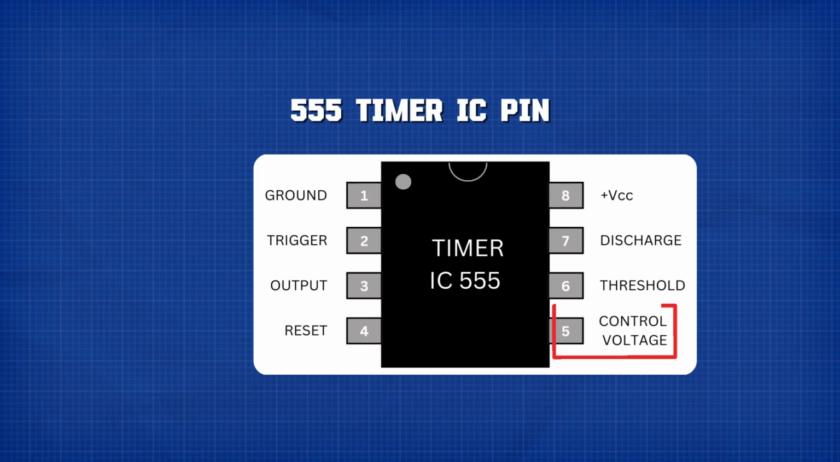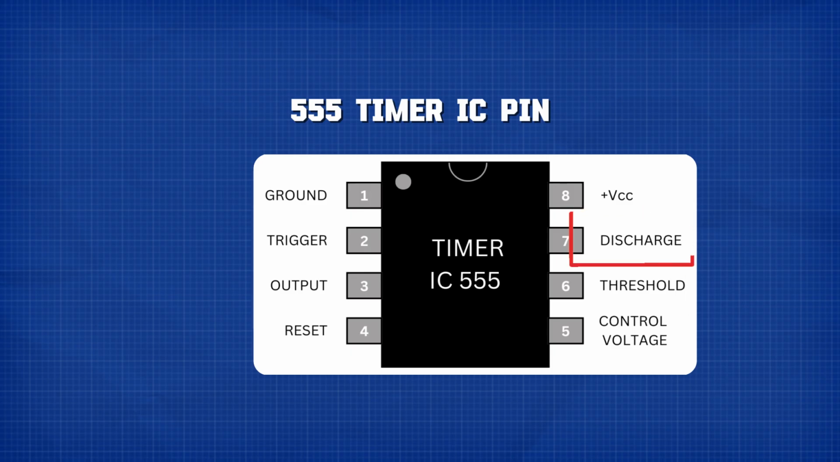Pin 5 is control voltage. This pin allows you to control the internal reference voltage of the timer. In many beginner circuits, we connect a small capacitor from pin 5 to ground to reduce noise and make the circuit stable. Pin 6 is threshold. This pin monitors the voltage across the timing capacitor. When the capacitor charges to a certain level, the 555 timer changes its output state.